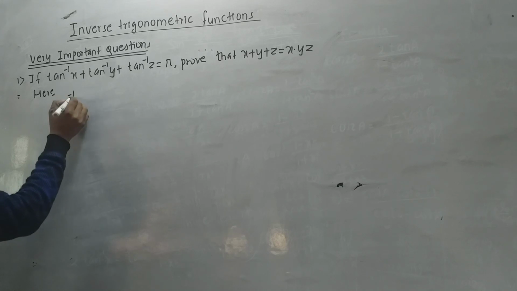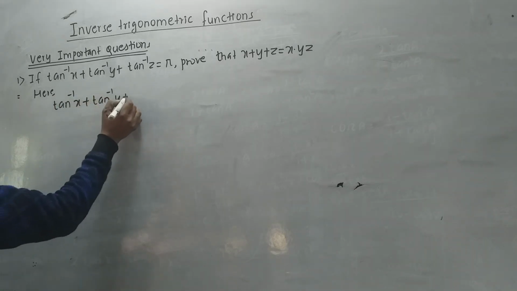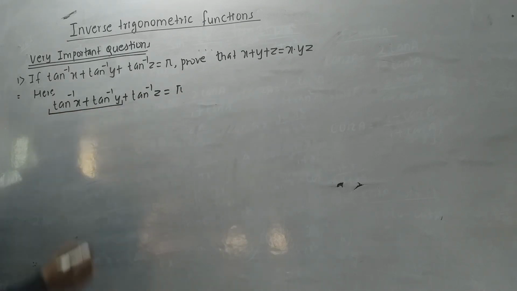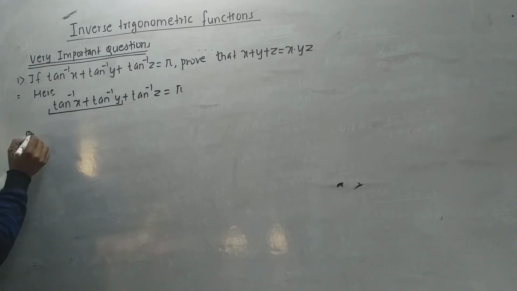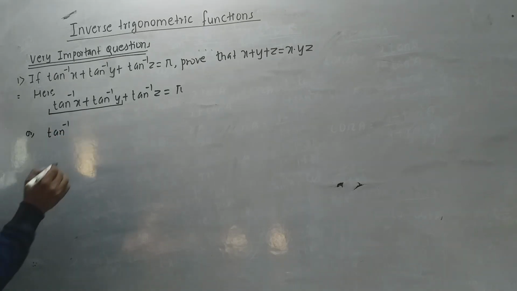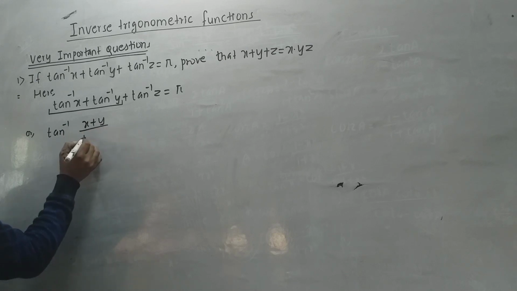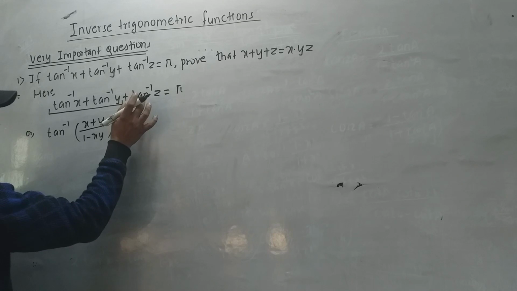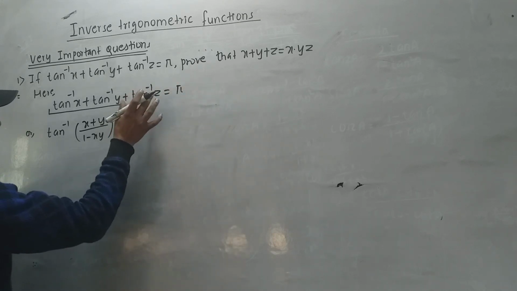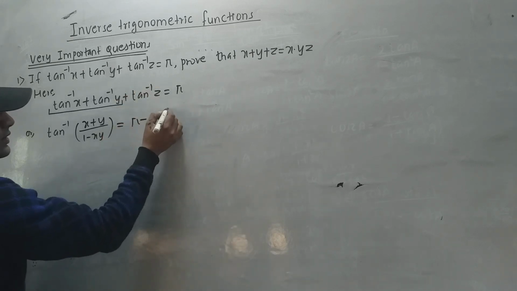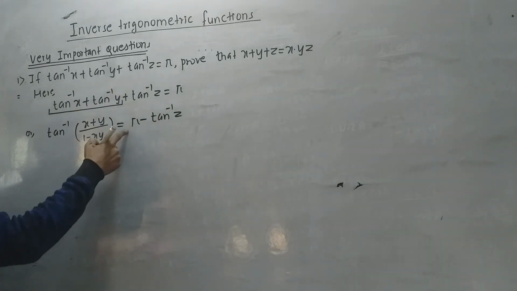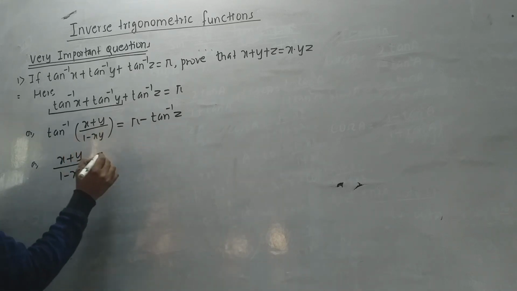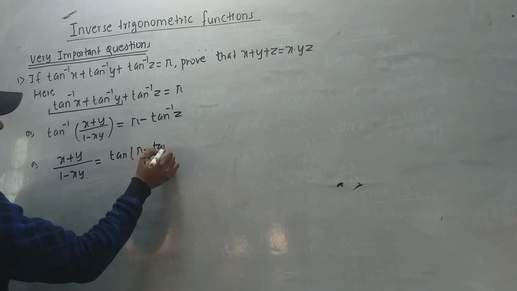Here you are provided tan inverse x plus tan inverse y plus tan inverse z equals pi. For tan inverse x plus tan inverse y we can use the formula, which gives tan inverse of x plus y whole divided by 1 minus xy, equals pi, which remains the same. Now I am transferring this tan inverse z to the right hand side, so it will be minus tan inverse z. So here it is tan inverse of x plus y whole divided by 1 minus xy equals pi minus tan inverse z.